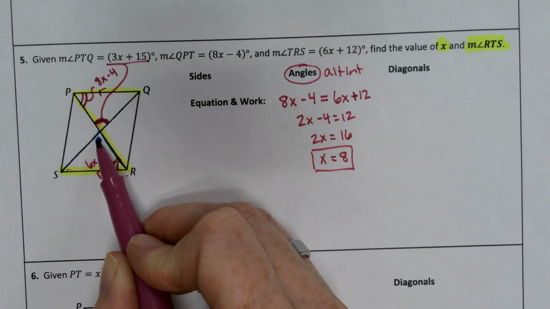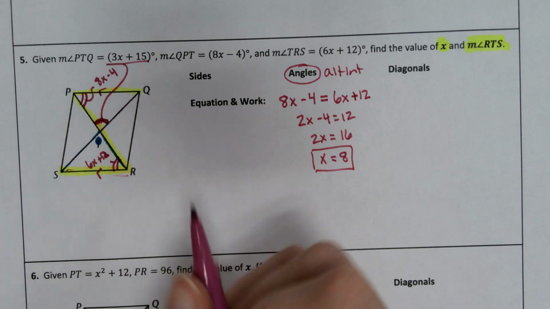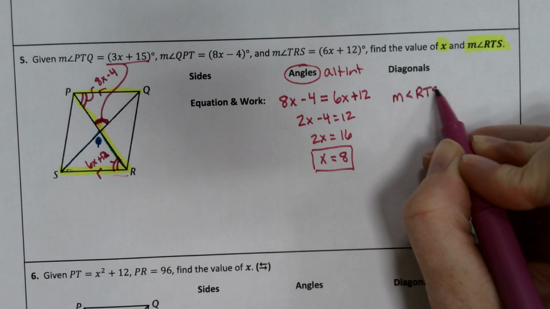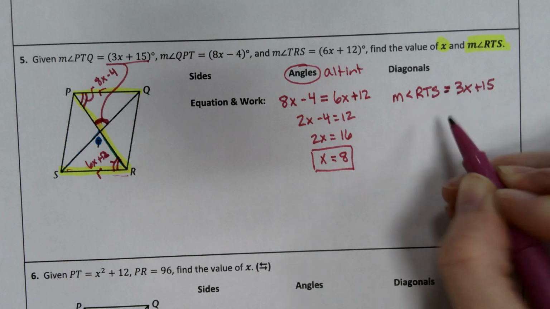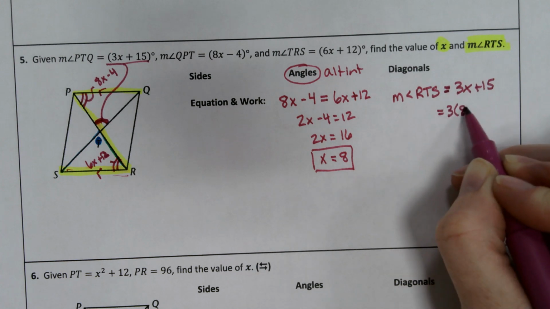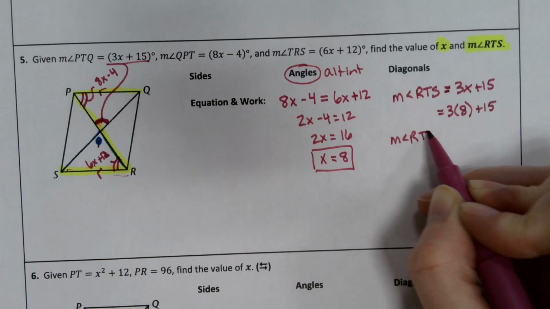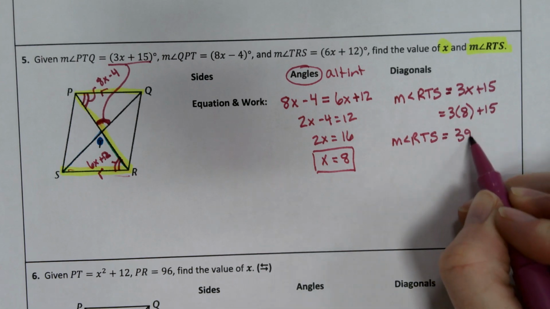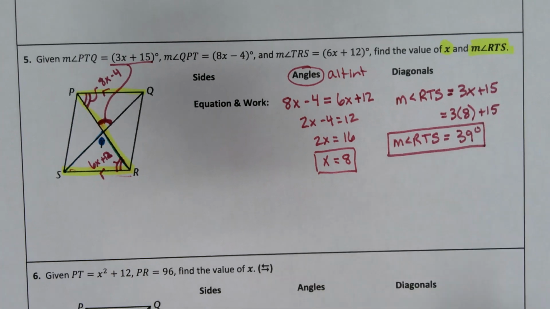Vertical angles are congruent. So to find the measure of the angle they're asking me for, I'm going to use that 3x plus 15 that matches it. The measure of angle RTS is congruent to 3x plus 15. So if I set those equal and I take my x, which is 8, and plug it in, I should be able to track down the measure of the angle they wanted me to find. 3 times 8 plus 15 more. The measure of angle RTS is going to be 39 degrees.